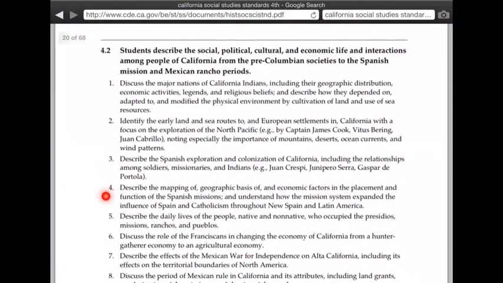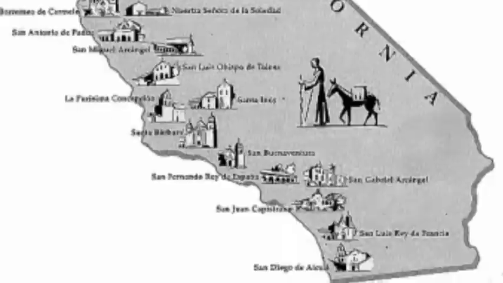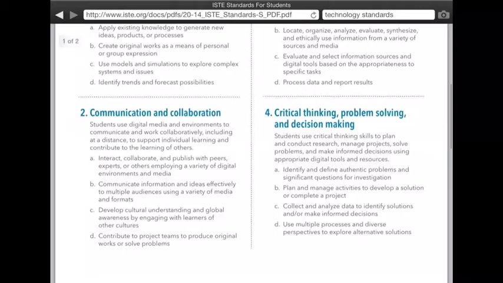The students will also describe the mapping of geographic bases and economic factors and the placement and function of the Spanish missions, and understand how the mission system expanded the influence of Spain and Catholicism throughout New Spain and Latin America. The following technology standards will be covered.